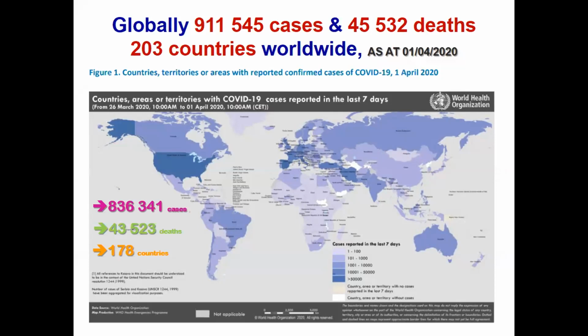And that is an increase of approximately 836,000 cases, 43,000 deaths, and an increase of 178 countries worldwide. So the spread of coronavirus globally is significant, and it's something that we really need to respond to aggressively. And so we're going to be talking about some of the measures regarding BioRisk assessment and control strategies to put in place to control and contain the spread of the virus.